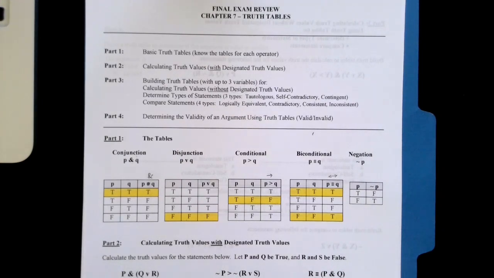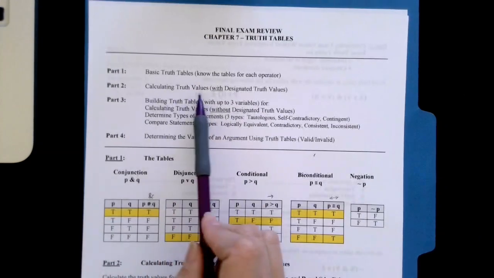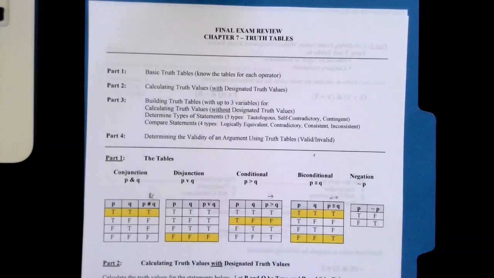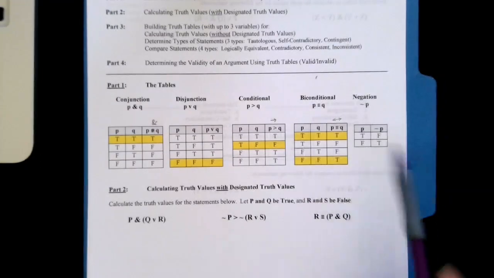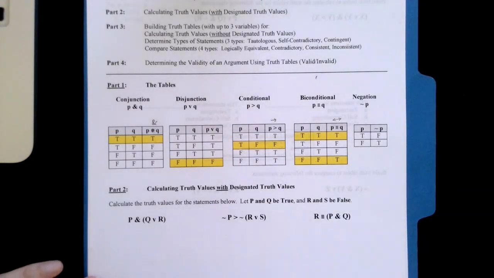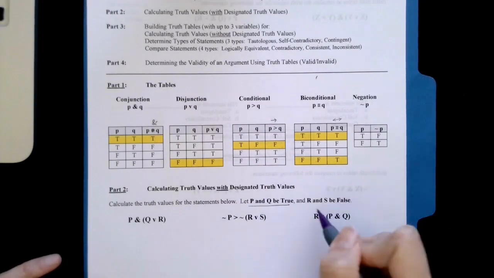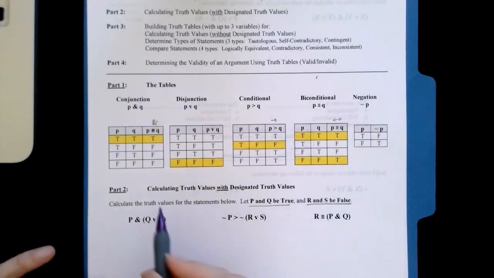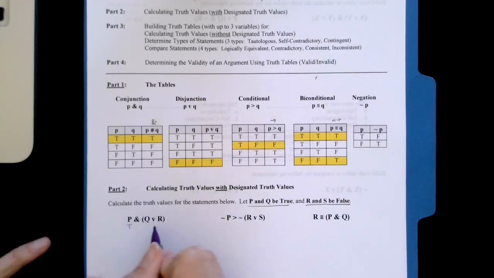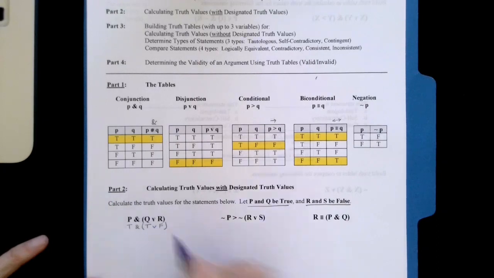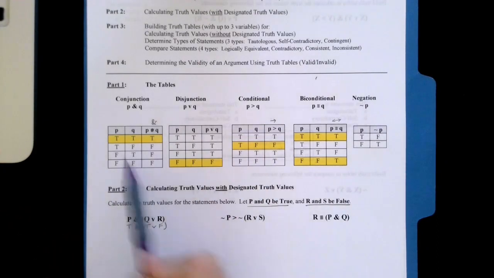Part 2, calculating truth values with designated truth values. That is when we use our tables that we have here to work out problems where we know what the truth values of the individual simple statements are. So they tell us what is true and what is false, and then we work it out from there. So P and Q are true, so I'm just going to mark T under them. R and S are false. I'm going to carry down all of the operators, and then using my trusty tables here, I'm going to work these problems out.